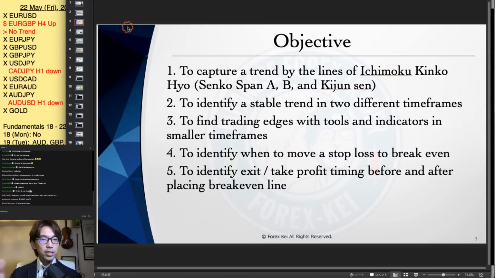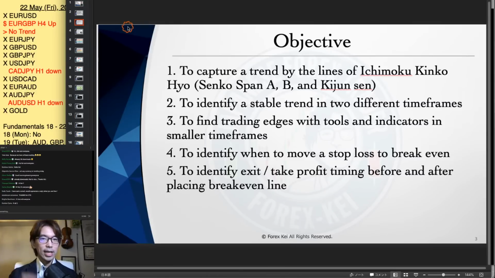My future lives will be based on this PDF. So whenever you're not really sure of what I'm talking about in my future lives, you can just come back to this PDF and you will find the reason why I'm saying that. I will point out exactly which part I'm referring to by using this PDF so that you know exactly what I'm talking about, so that we will be on the same page. And that's the idea of creating this PDF. So number one: capture a trend by the lines of Ichimoku Kinko Hyo, Senkou span A, B, and Kijun Sen is one theme here.